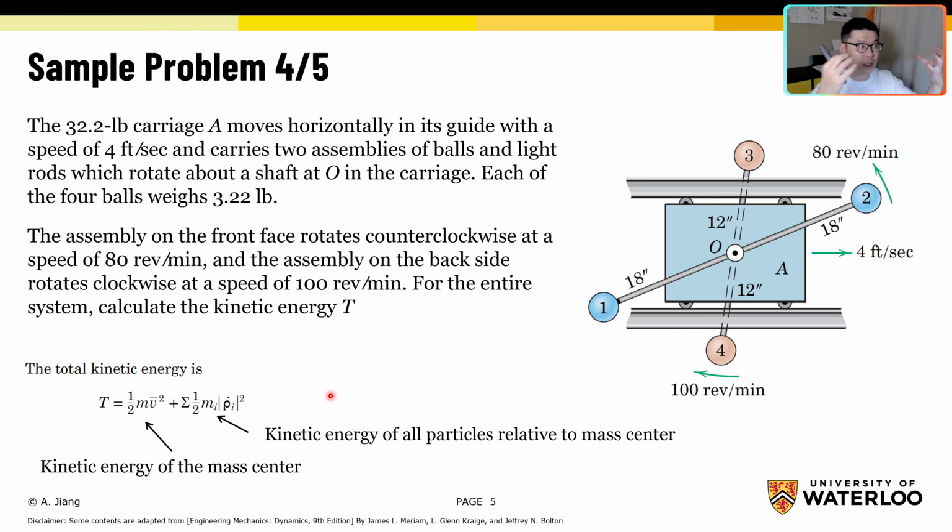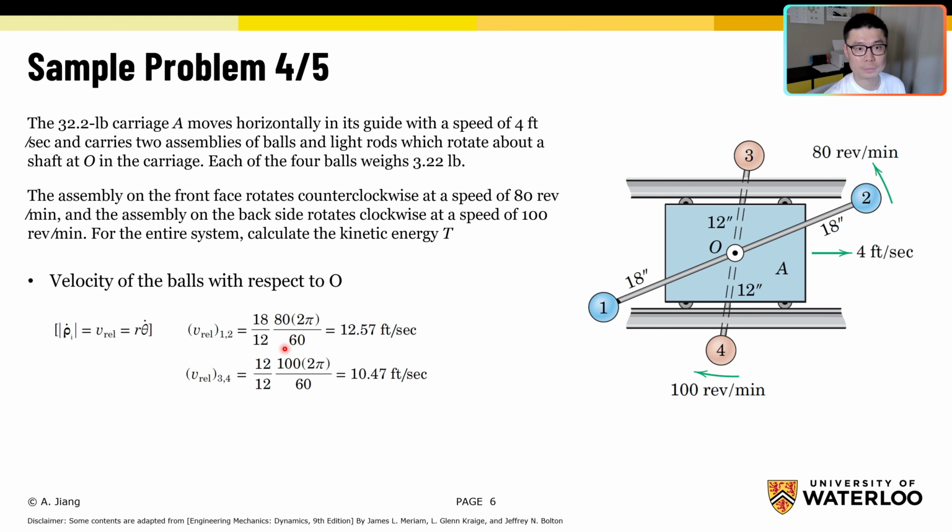When you have a system of particles on the move, not only do you need the kinetic energy of each particle, you also need the kinetic energy of the particle relative to the mass center. So we'll start with finding out the individual velocity of each ball first.